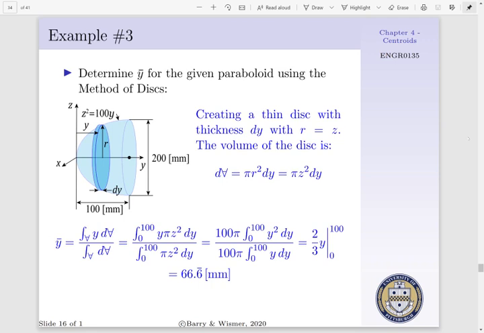Now, this would be equal to the integral from 0 to 100 of y pi z squared dy. Now, we note that z squared is equal to 100y, so we can substitute that expression in. In our denominator, we have the integral from 0 to 100 of pi z squared dy. This would be equal to 100 pi times the integral from 0 to 100 of y squared dy per 100 pi times the integral from 0 to 100 of y dy. And after integration, this would be equal to 2/3 y evaluated between 0 and 100 millimeters. Thus, y bar would be equal to 66.6 repeating millimeters.